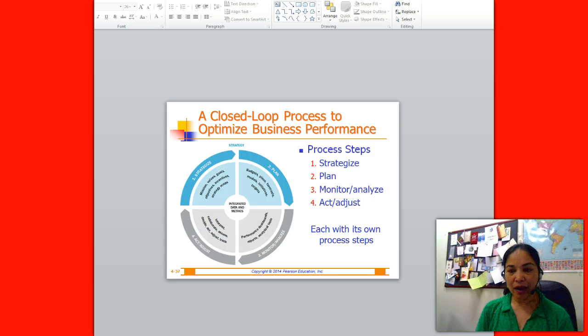The key processes are strategize, plan, monitor or analyze, act or adjust. And each will have its own processes and steps. Strategy will answer the question, where do we want to go in the future? Decades of research highlight the gap between strategy and execution. The gap between strategy and execution is found in the broad areas of communication, alignment, focus and resources.